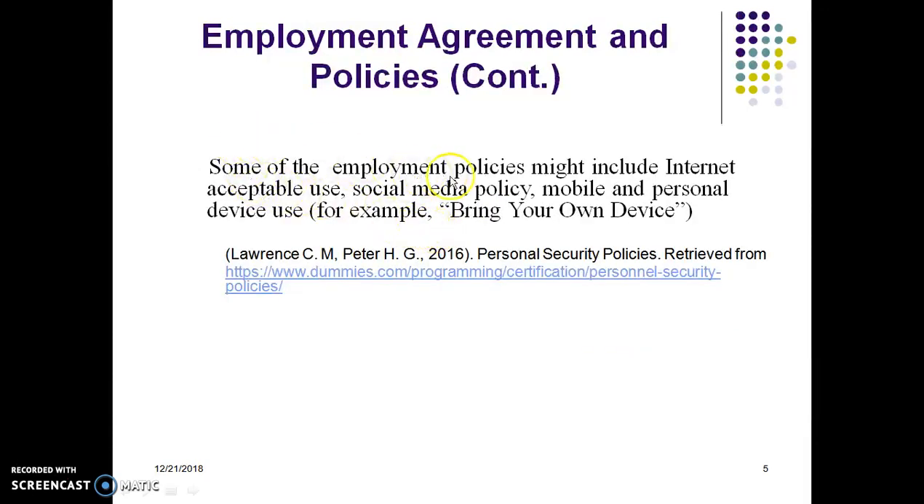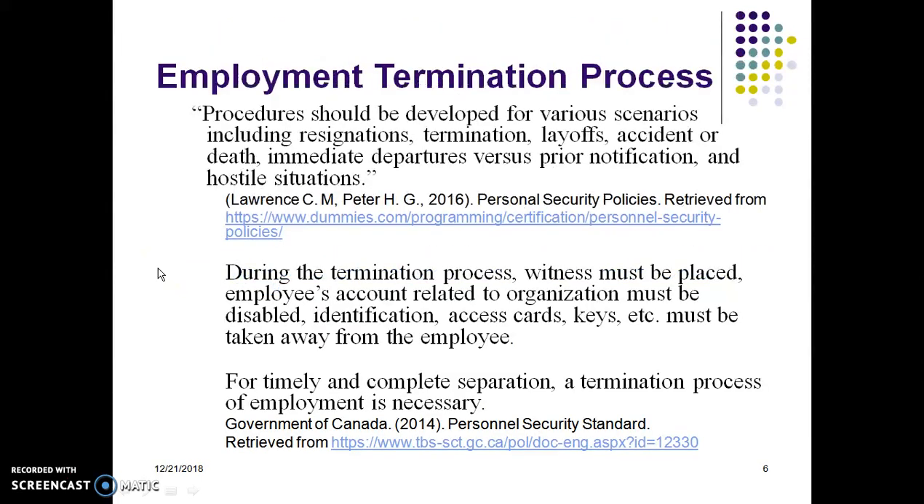Some of the employment policies might include internet acceptable use, social media policy, mobile and personal device use such as bring your own device. I think every one of us is clear about BYOD.